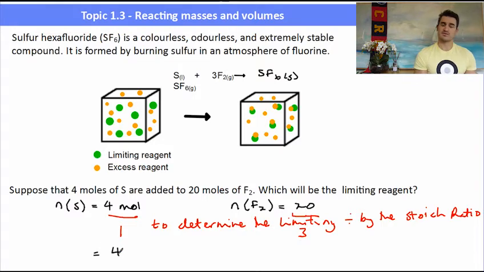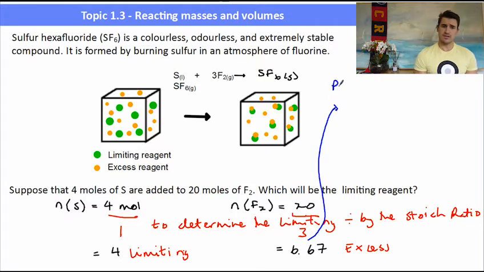So the number of moles of sulfur is 4. Doing that division equals 4. Doing the division for fluorine is 6.67. After we do this little calculation, we can work out the limiting and the excess. The limiting will be the smaller of the numbers, while the excess will be the bigger of the numbers. So in this case, the sulfur will be the limiting reagent. It will run out first.